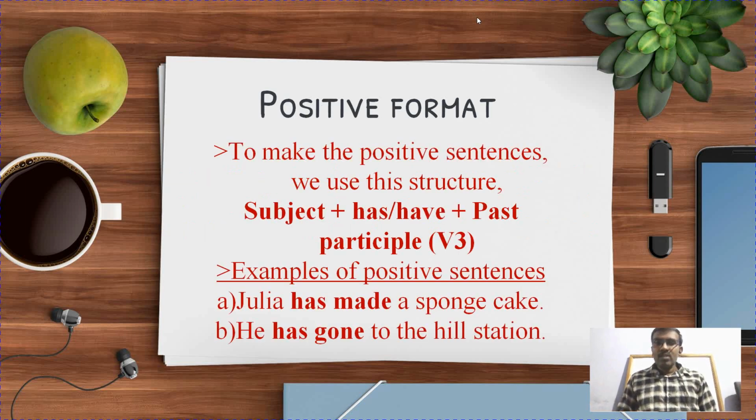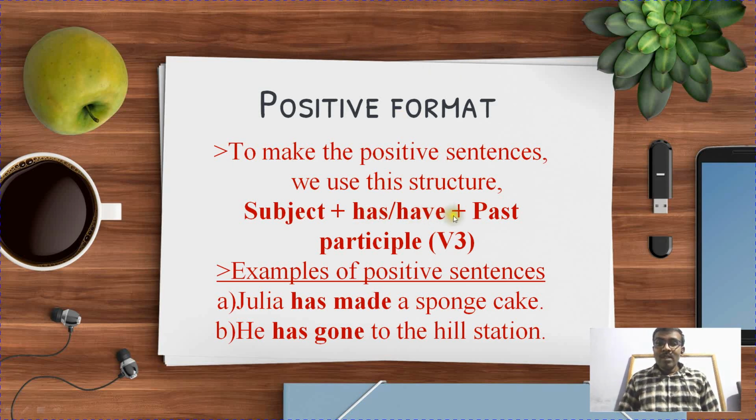Positive format. What I'm explaining is the basic format. The basic format sentence can be explained in both positive form as well as negative form. Positive and affirmative form. To make positive sentences, we use this structure: subject plus has or have. If the subject is singular, you have to use has. If the subject is plural, you have to use have.